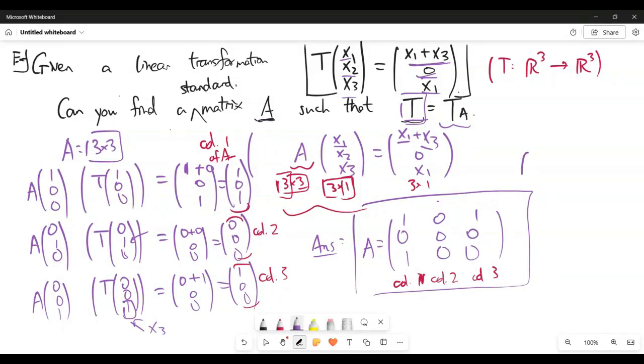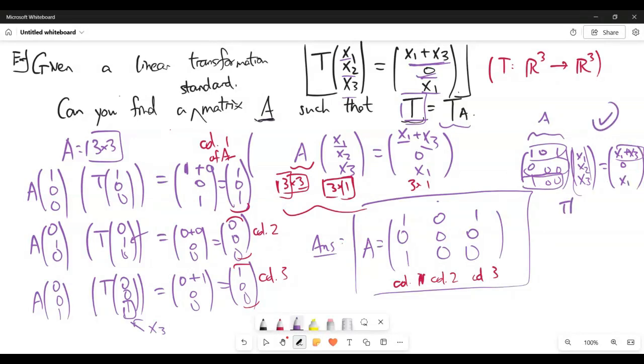In case you want to check, feel free to check it. Now if you multiply the matrix A by a vector like this, as a matrix multiplication, you will see that row times column gives you this, then row times column gives the second spot, which is 0, then the last row times the column gives x1. Which is the same as our map T, right? Exactly the same. And that's a way to get the standard matrix A.